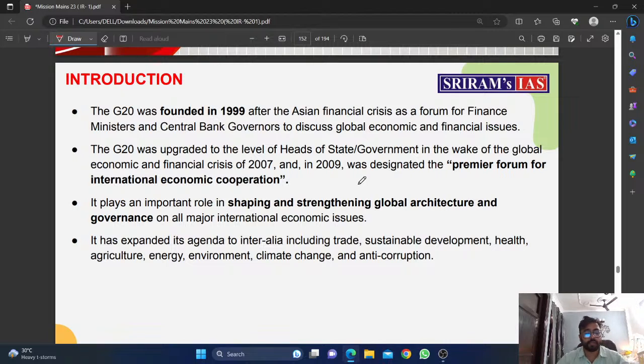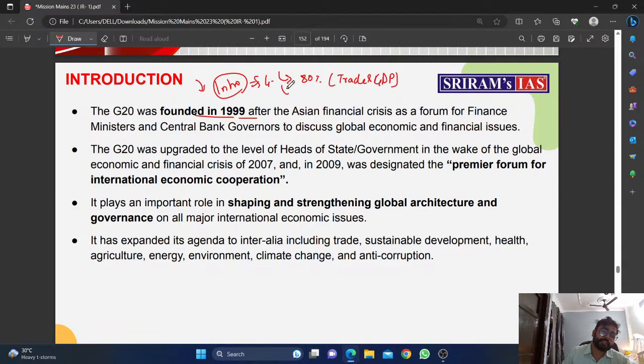For any question on India and G20, you first have to begin with a little introduction: what is G20. First of all, G20 was formed in 1999 after the Asian financial crisis. What is the relevance of G20 presently? G20 accounts for almost 80% of global trade and GDP. And around 70% of the global population lives in these nations.